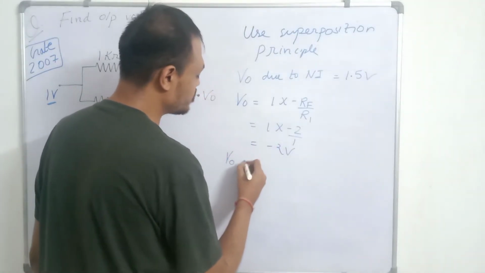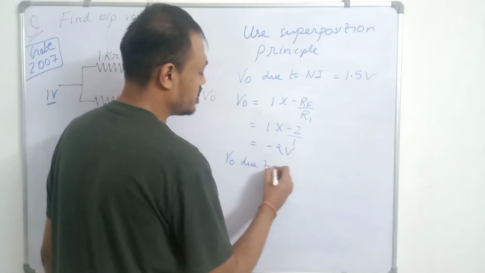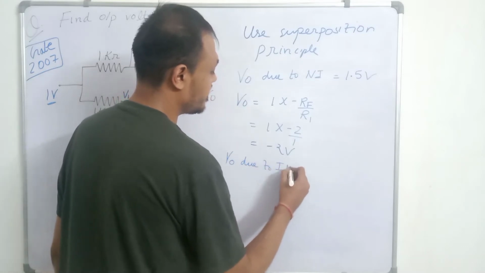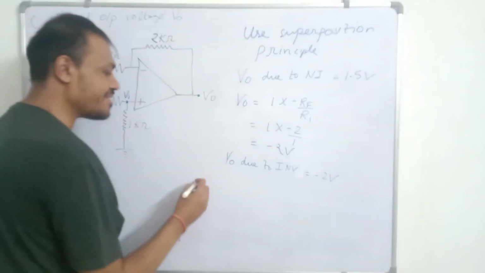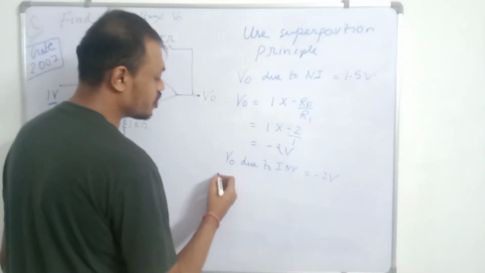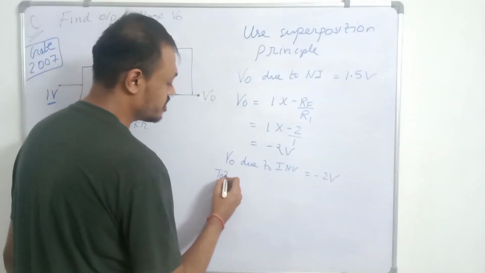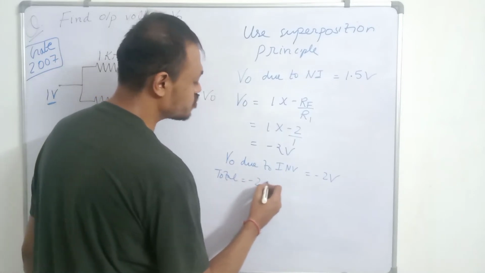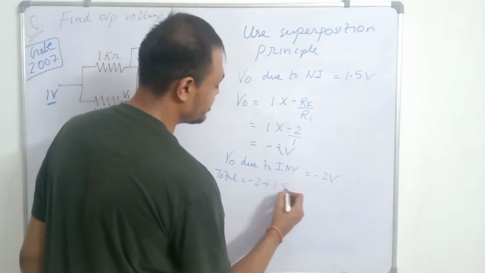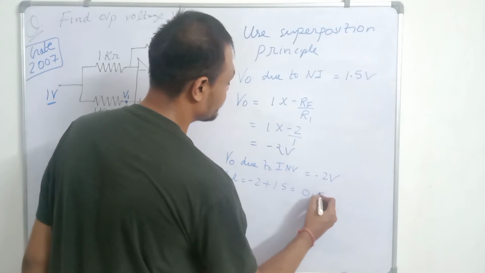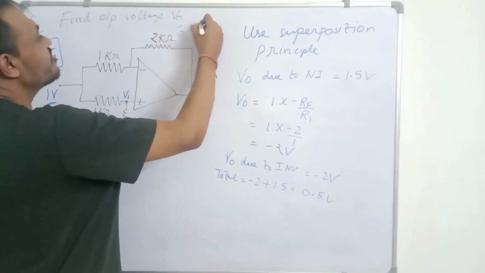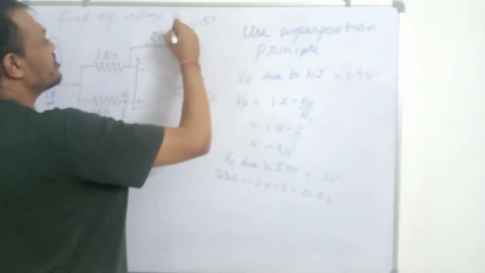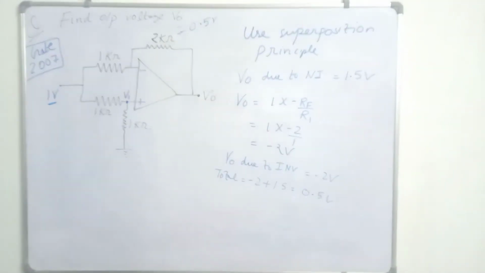So V naught due to inverting input is minus 2 volt. For the superposition principle we have to add both of these. So total V naught will be equal to minus 2 plus 1.5, which will be equal to 0.5 volt. So the output voltage here is 0.5 volt. So 0.5 volt is the correct answer for this question.